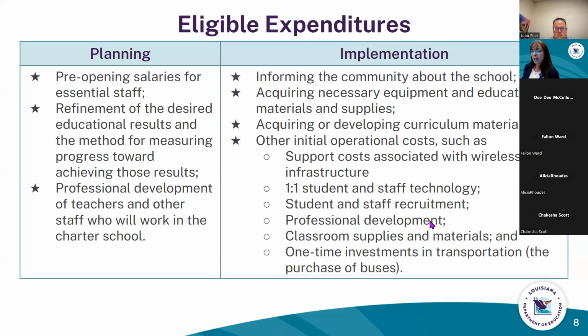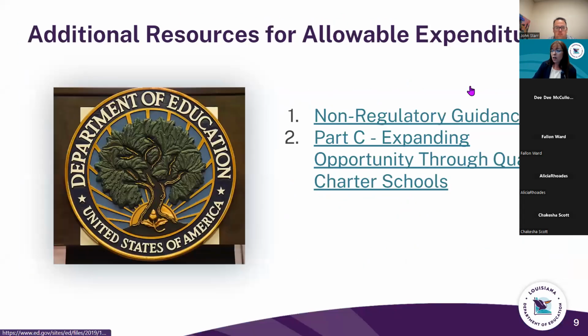All right. Any questions on any of this? Great. Okay, so other additional resources, these are US DOE resources, the non-regulatory guidance. This is really a good Q&A document. And then the actual grant, the Expanding Opportunities Through Quality Charter Schools grant, the whole explanation of the purpose behind the CSP funding and all of that. These are two other resources that you might find beneficial. The non-regulatory guidance, I turn to quite a bit when I'm answering your questions. So I would certainly suggest taking a look at that if you do stumble onto any questions.